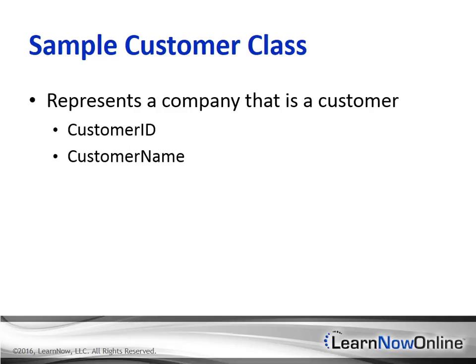Then there's a customer name property. This is a string representing the name of the customer. It's also read-write. City, a string representing the city where the customer is located, also read-write. Region, a string representing the region where the customer is located. Usually this is going to be a state or a province or a territory or something like that, whatever is appropriate for the country. And it's also read-write.